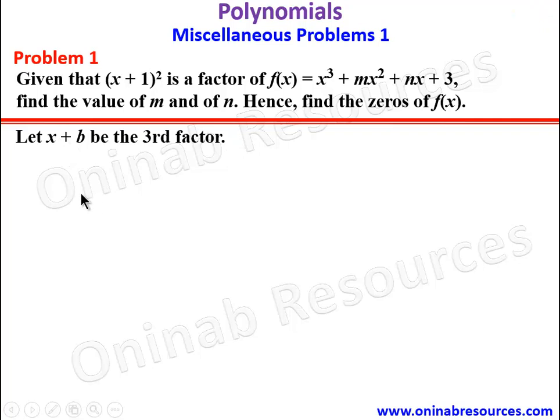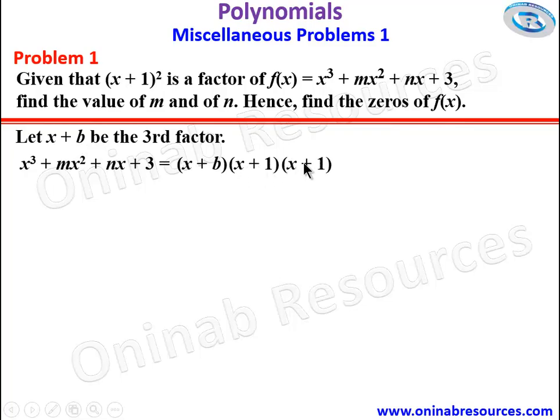Having gotten the third factor, we say x cubed + mx squared + nx + 3 is equal to (x + b)(x + 1)(x + 1). Since x + 1 is squared, we split it into (x + 1)(x + 1). Then we expand and compare the coefficients.